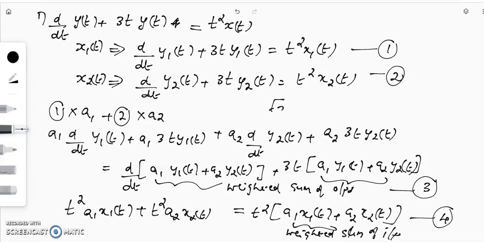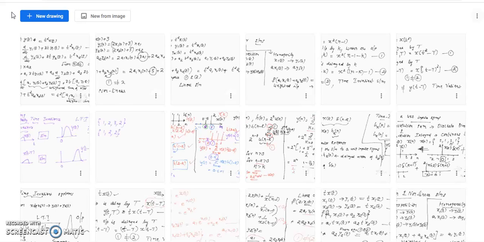Okay, so you can watch from equation 3 and 4 and write there that the weighted sum of input produces a weighted sum of output. So this is a linear system. Okay, this is how you solve differential equation. Let's do one more question so fast. The next question.